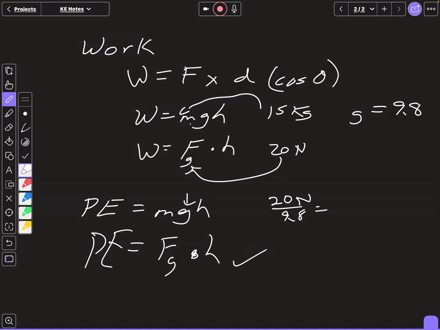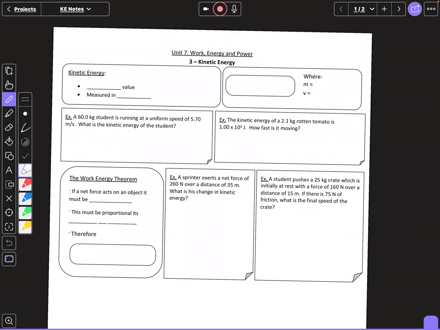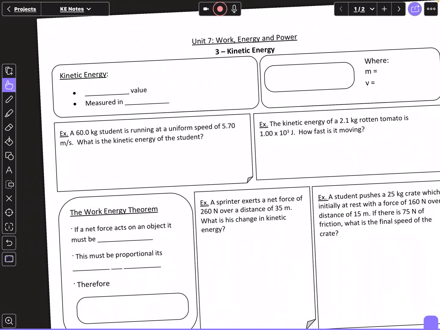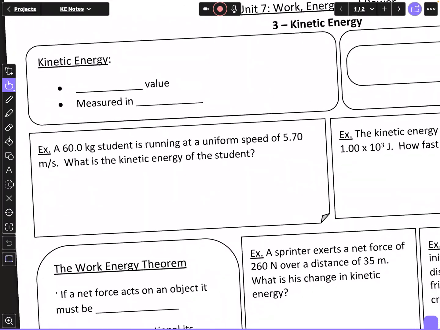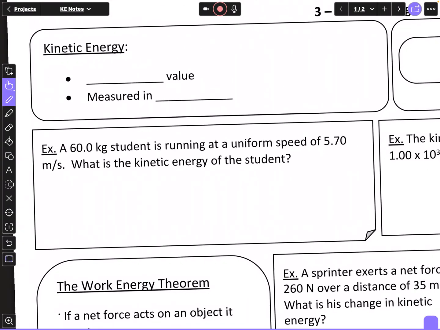And then that leads us to kinetic energy. So kinetic energy, like all these work and energy values, is a scalar, meaning it has magnitude but no direction, and it's measured in joules. So the units for work, energy, and both types of energy, potential and kinetic, are going to be joules.